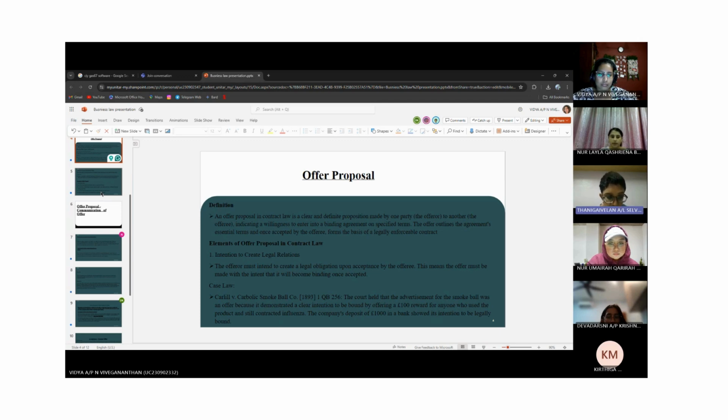The case law, Carlill v. Carbolic Smoke Ball Co., 1893, 1 QB 256. The court held that the advertisement for the smoke ball was an offer because it demonstrated a clear intention to be bound by offering a 100 euros reward for anyone who used the product and still contracted influenza. The company deposited 1,000 euros in the bank, showing its intention to be legally bound.